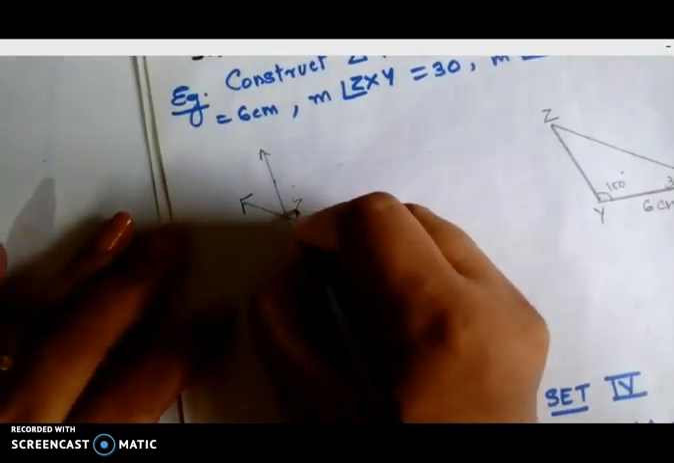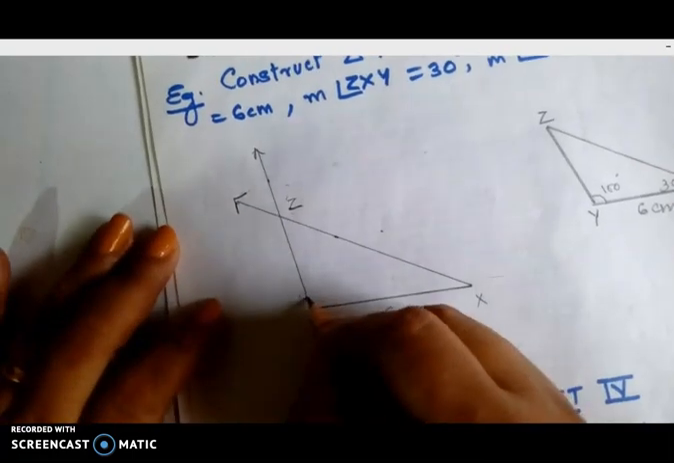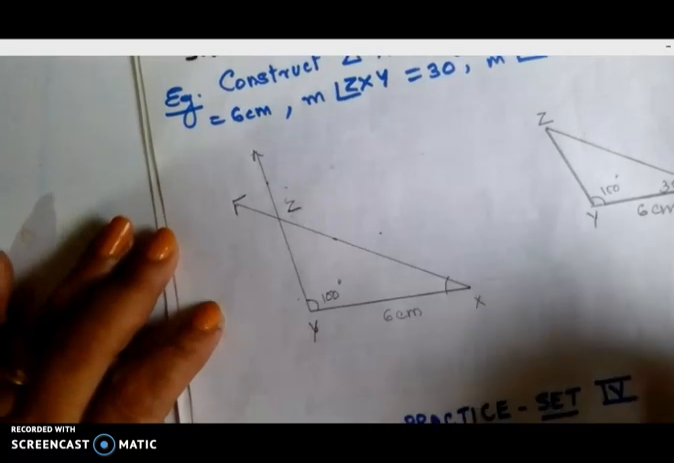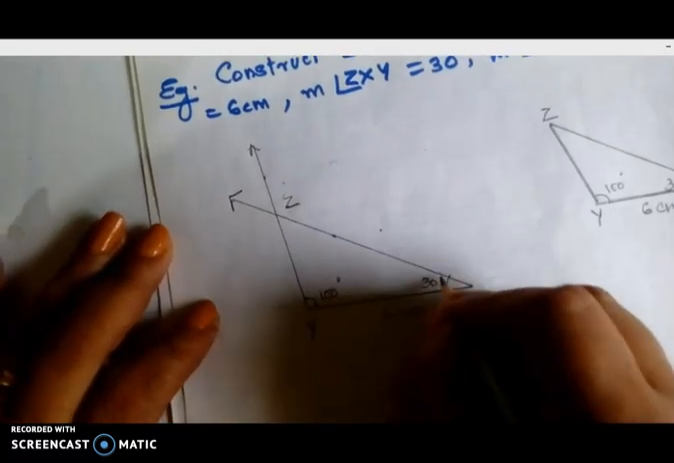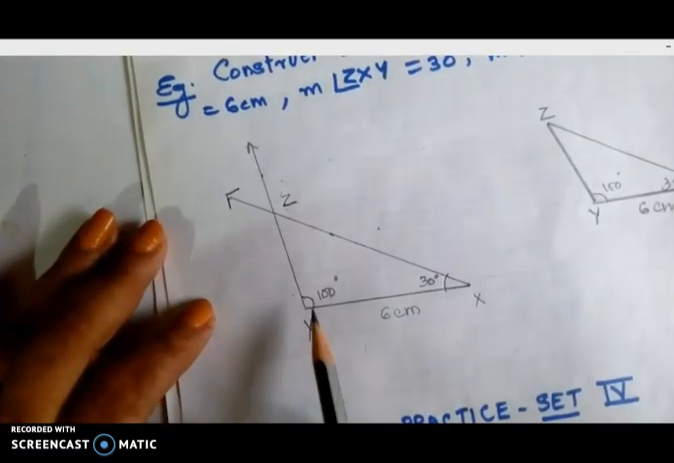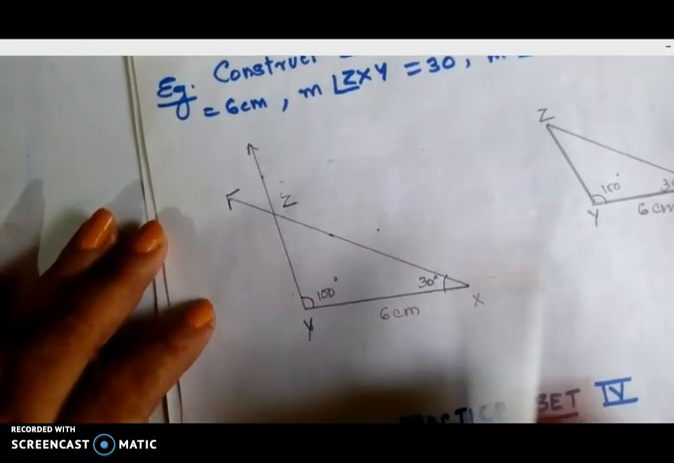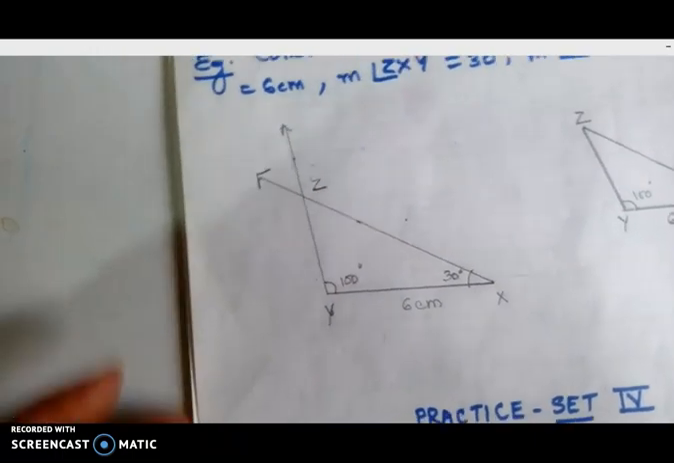So this is Z, angle Y 100 degree and angle X measuring 30 degree. So angle, side, angle construction. This completes the construction.